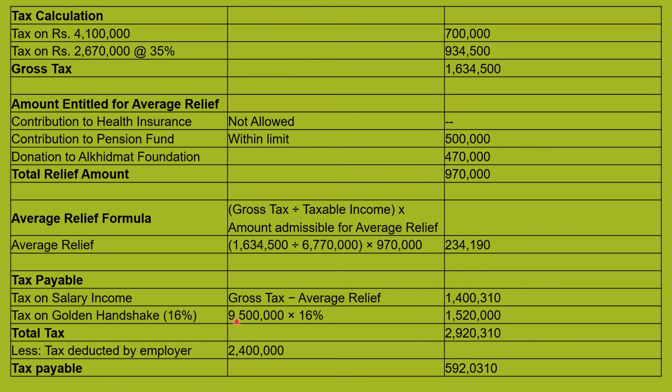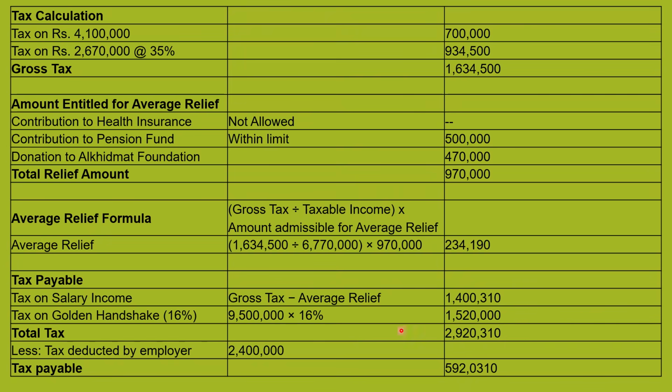It means that from the 95 lakh rupees received as golden handshake, the tax to be paid to the government is 15,20,000. This 15,20,000 would be paid to the government as tax on the golden handshake payment. Okay, so 14 lakh tax on salary income, 15 lakh 20 on golden handshake. Total tax is 29,20,310.